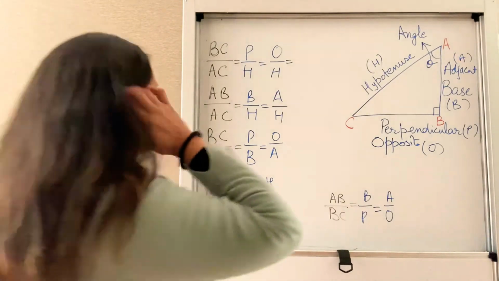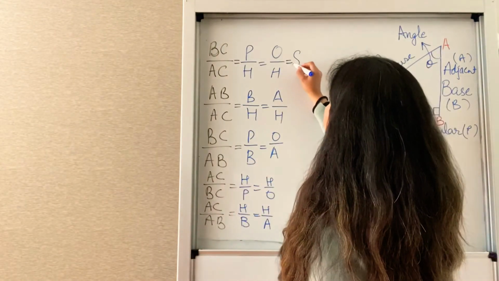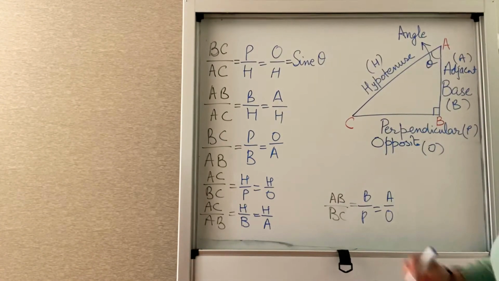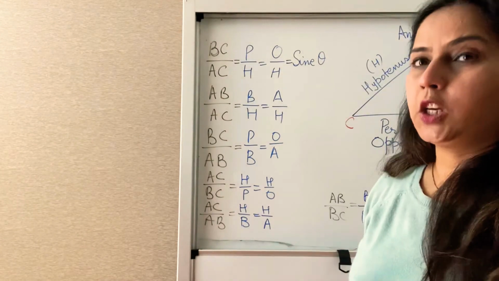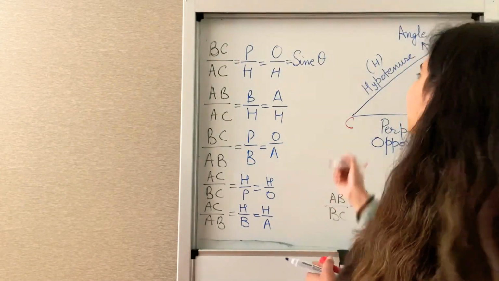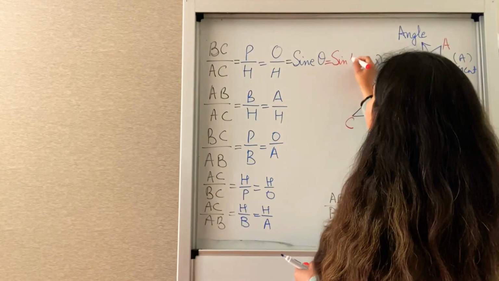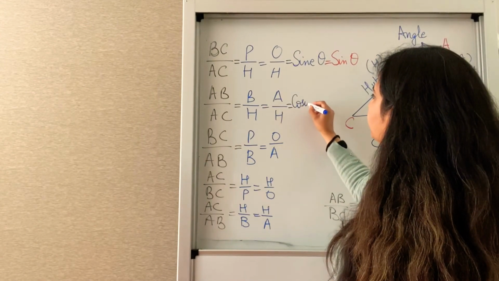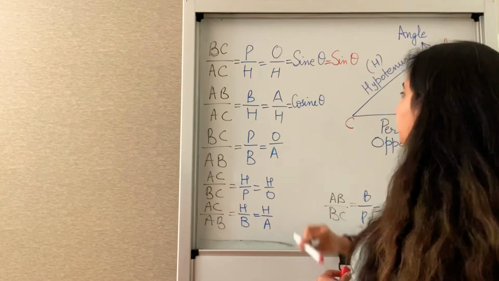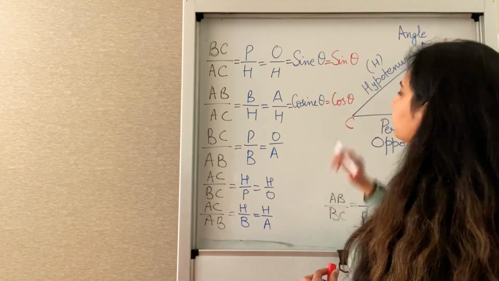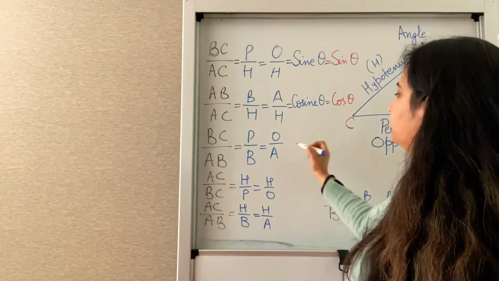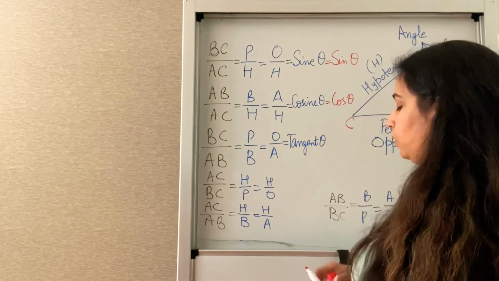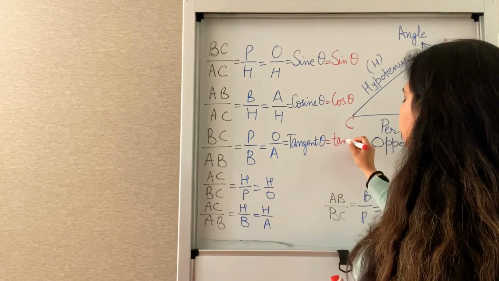So now, this is called sine theta. Theta is this angle. And the abbreviation, instead of writing complete sine, we write it as sin theta. They're the same thing. Then this one is cosine theta and can also be written as cos theta. Then the third one is tangent theta, and is also written as tan theta.